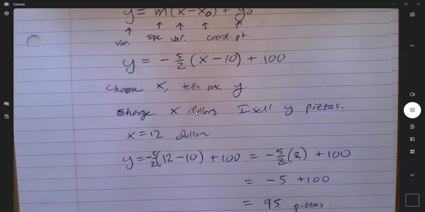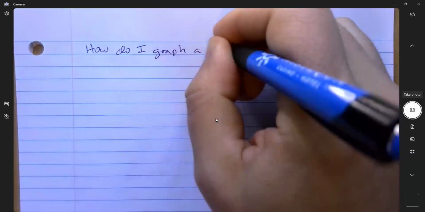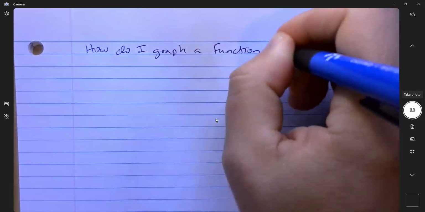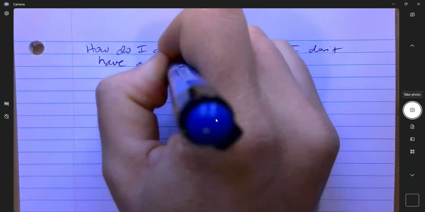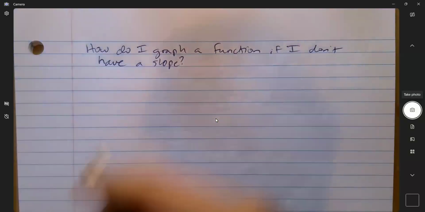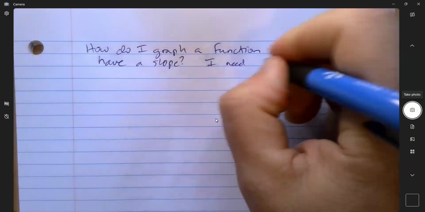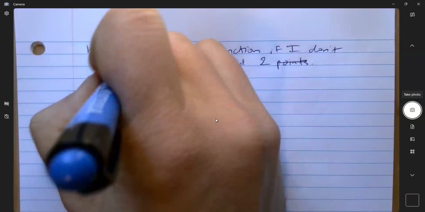All right. So what if you don't have any slope at all? How do I graph a function if I don't even have a slope? Well, when we didn't have a y-intercept, we needed an extra point. So if I don't have a slope either, I need 2 points, 2 coordinate points. All right, each has an x and a y.